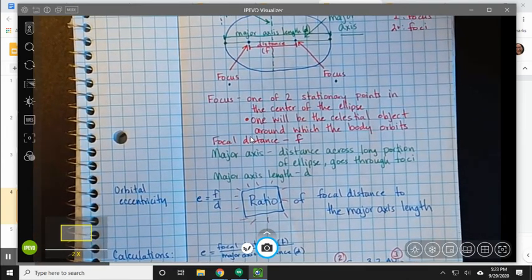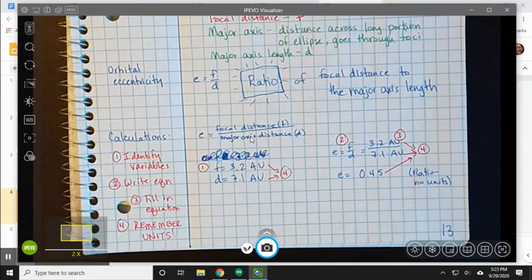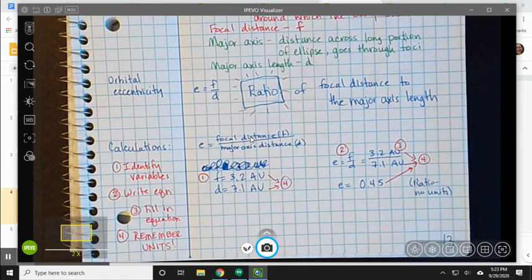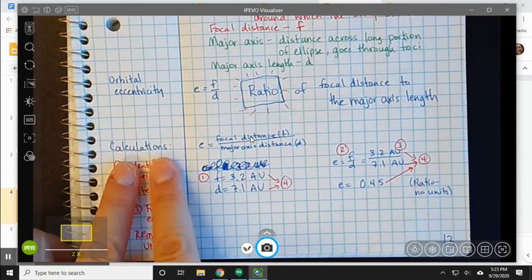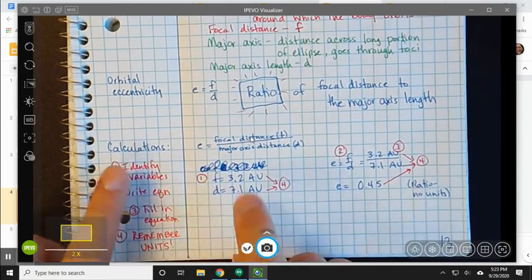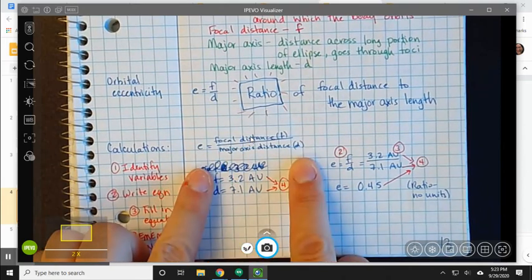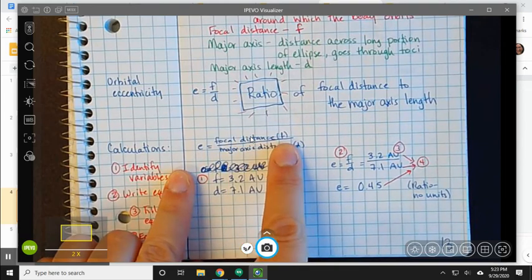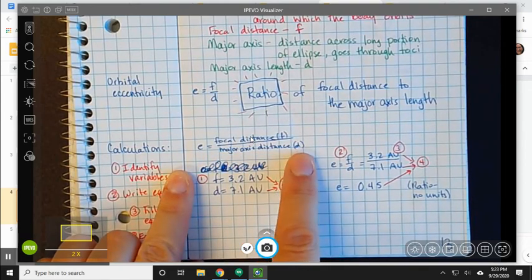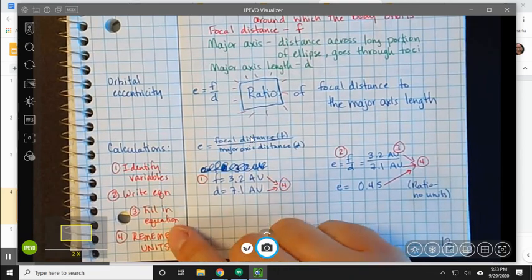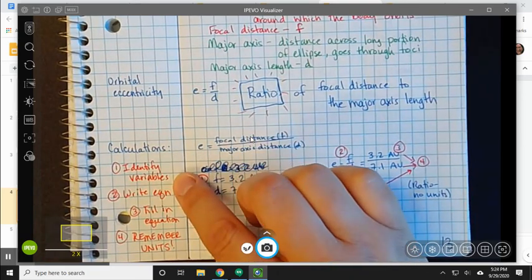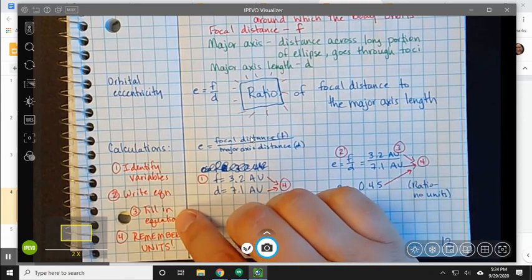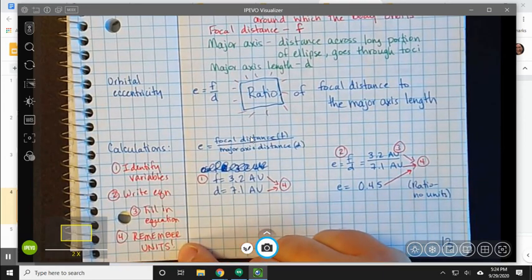All right. As we move on down through here, we can do some calculations with this. So this is where we start to worry about or involve the calculations and the computations. Here's the calculations part. This is another way that we could write out our formula. The orbital eccentricity is the focal distance, F, divided by the major axis distance, D. Here, I've written out the steps that you'll need to follow. Identify the variables, write out the equation, fill in the equation, and remember to include units.